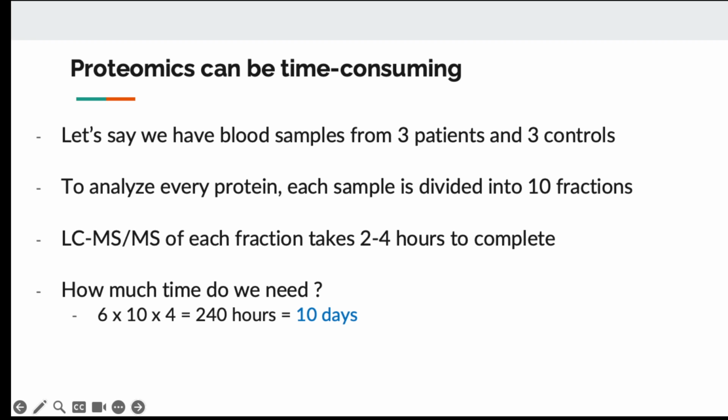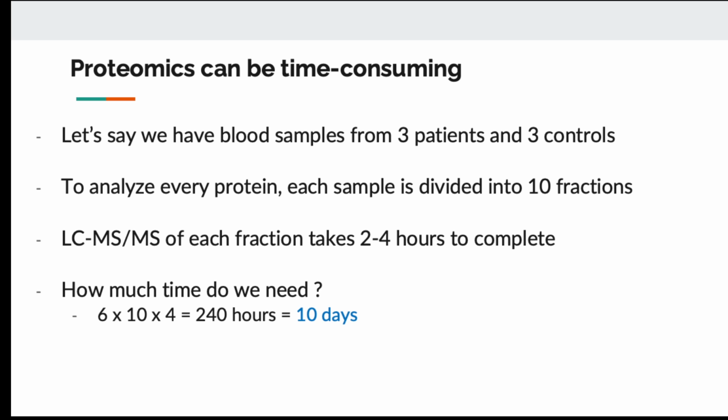So how much time do we need for this cohort? You need 10 days just to analyze all fractions for all the samples. And this doesn't even count replicates or a larger cohort. So compared to DNA sequencing, this is 10 or 100 times slower. But this is the trade-off. If you want to analyze protein, this is the base technology that we have.